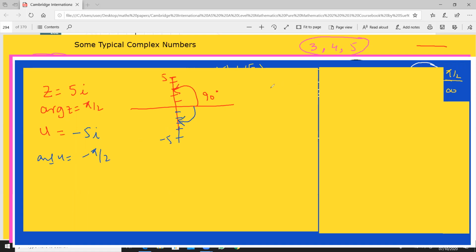Okay, if you're not confused, then I give you that the argument of a complex number w is pi. Can you tell me what this complex number can be? Give any value of this.